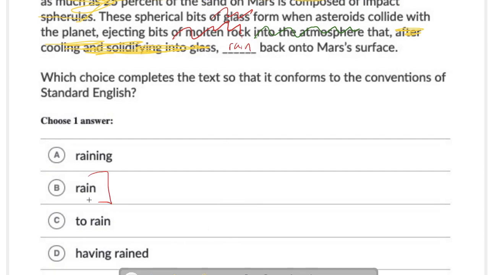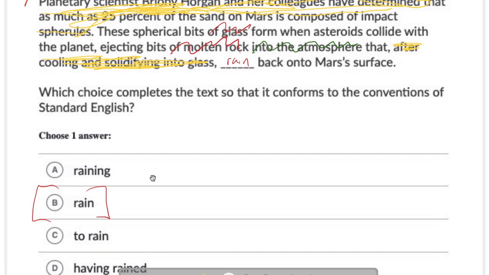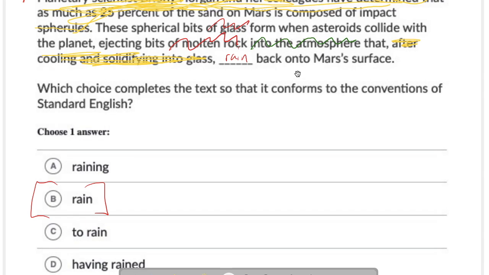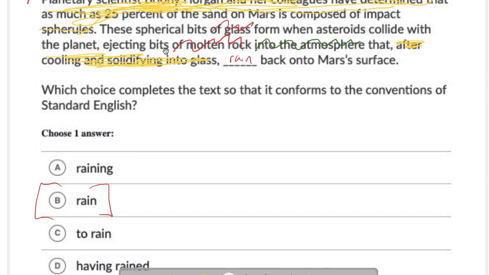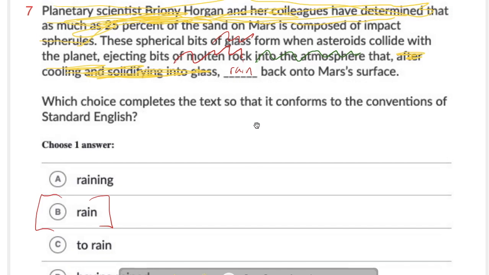So I think it would be very tempting to pick A here if you didn't read it carefully. Oftentimes a sentence is going to end with a participle phrase like "raining back onto Mars' surface" when you have a comma there. But in this case, nope, it's ejecting bits that rain back onto Mars' surface.